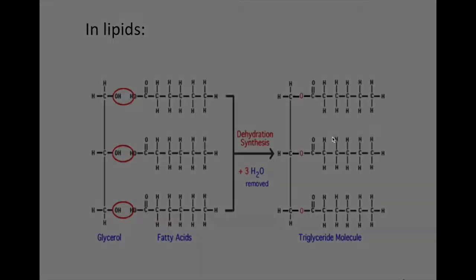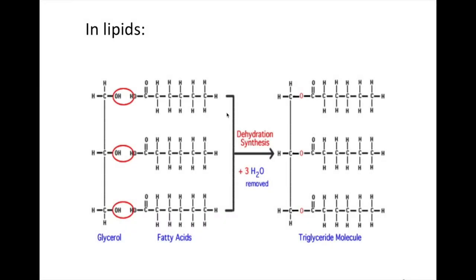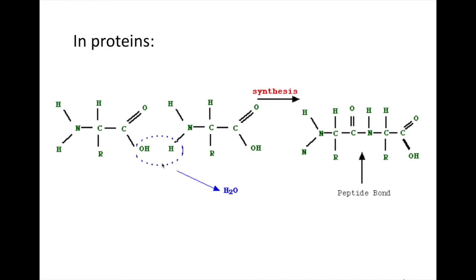In lipids, we also did this. This was the first activity we did, where we have the hydrogen and oxygen from the glycerol, and then we have the oxygen that's part of the fatty acid, and we pull off a water, pull off a water, pull off a water. Pulling off those three waters, now we have our triglyceride, which is another important thing to remember. In proteins, same exact thing.